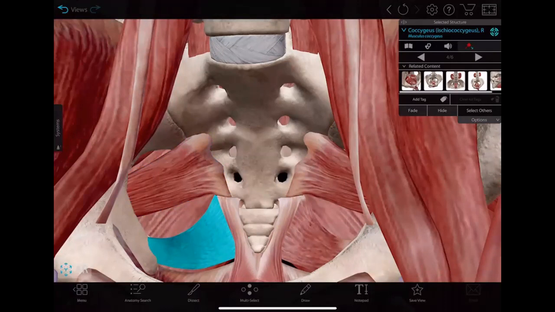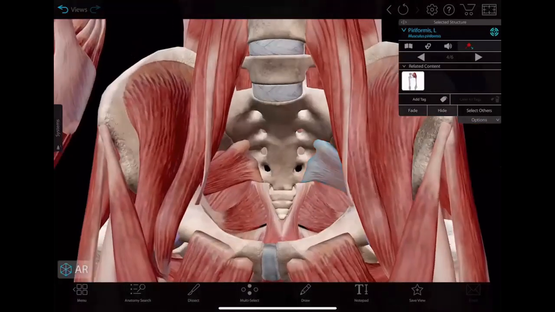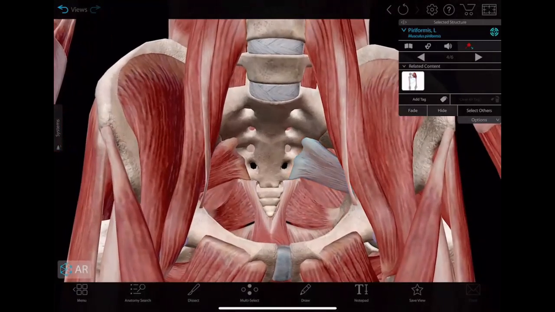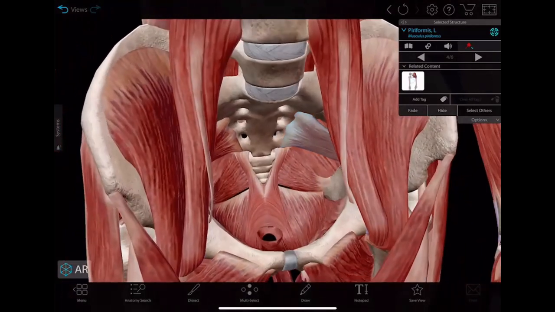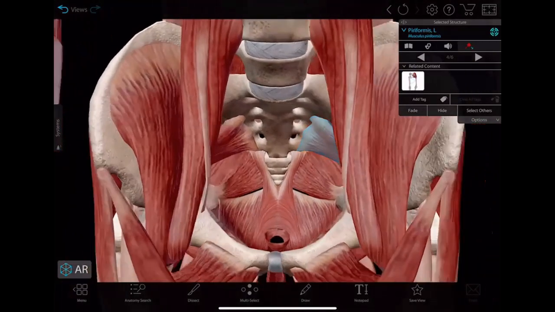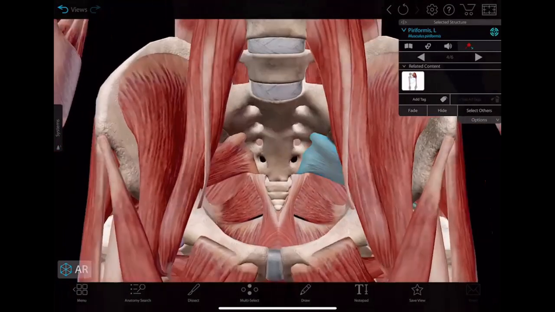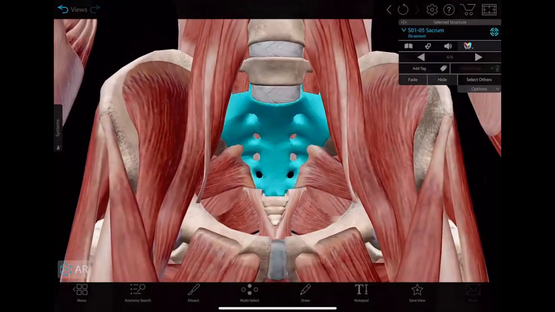Piriformis is anterior, right? The thing you are seeing is the pelvic cavity. So the pelvic cavity volume is increased by the concavity of the pelvic surface of the sacrum, right? This is the sacrum. This is the ala.